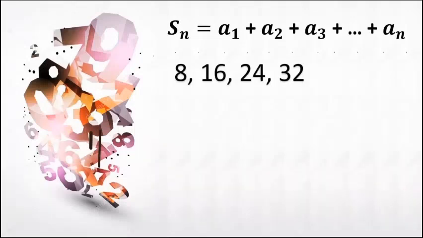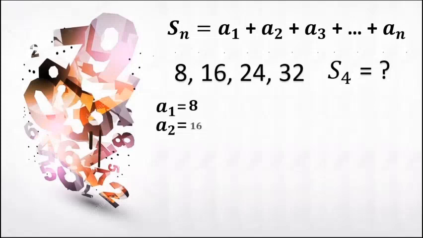The terms here are 8, 16, 24, and 32. So we are to find the series of these four terms. Before going with the solving part, let's identify the values of each term. So a sub 1 is equal to 8, a sub 2 is equal to 16, a sub 3 is equal to 24, and a sub 4 is equal to 32.